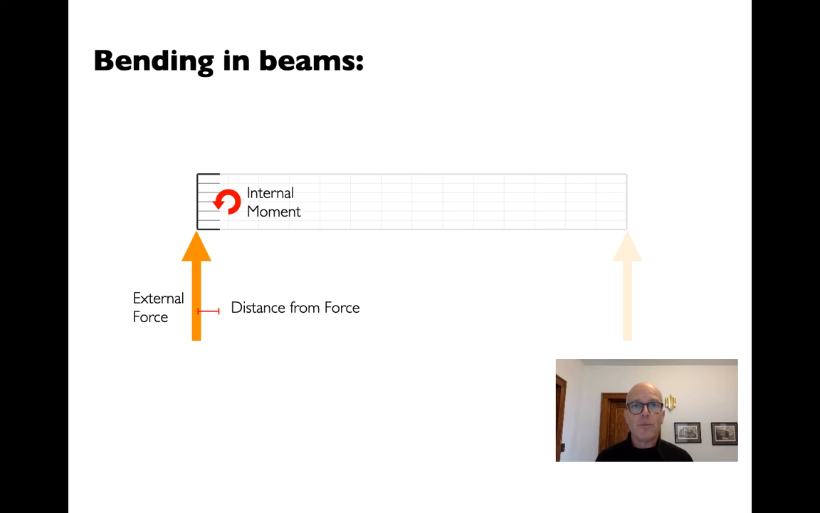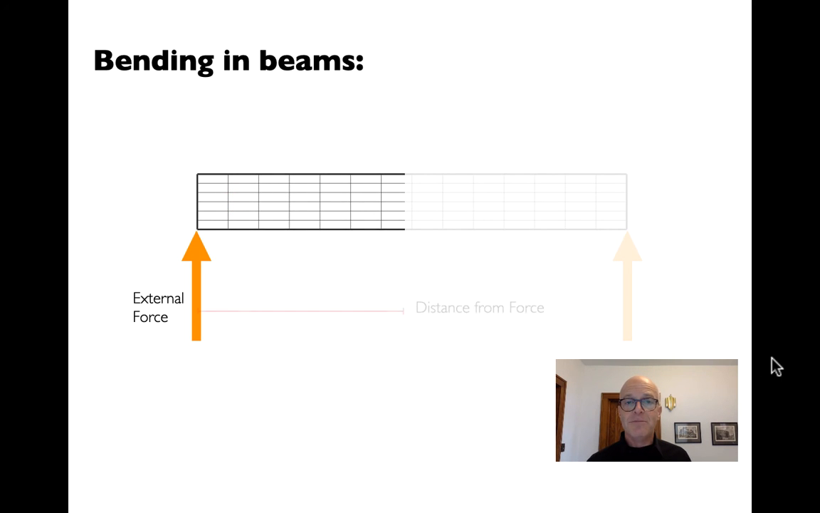This internal moment is something that we will resist using both the tensile and the compressive capacity of the beam's material. That gets complicated. We'll spend a whole set of videos on it in the next week. For now, all we're interested in knowing is that the tendency of that external force to rotate our free body, the little slice of the beam that we've taken, has to be met by an internal moment, a twist that's actually within the beam that's pushing back or that's twisting back.